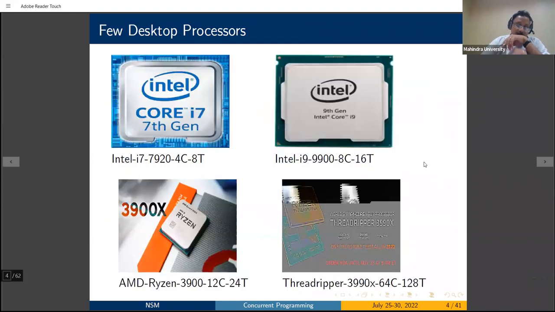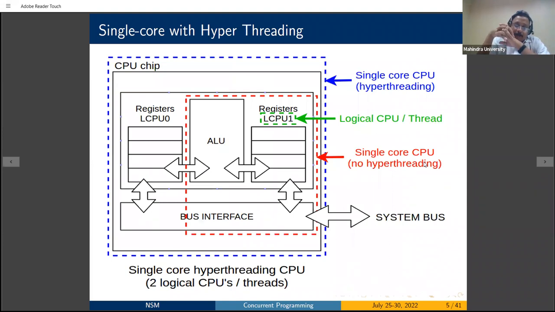When we look at all these processors, either Intel or AMD, both support the concept of hyper-threading. What is hyper-threading? In this diagram, you can see that the ALU is shared across two cores. Why is the ALU shared across two cores? The design of an ALU is a very costly affair, so the ALU is shared across two or more cores.